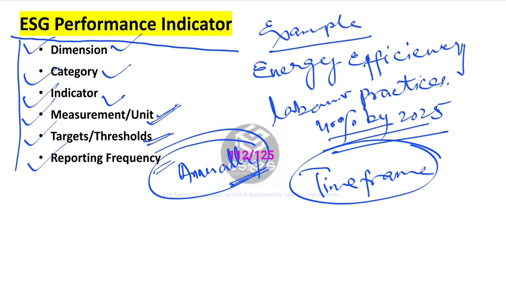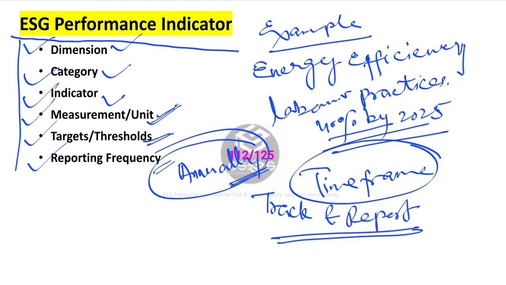So the table example that I gave serves as a structured framework for organizations to track and also to report on their ESG performance, also promoting transparency, accountability, and continuous improvement in sustainability practices. So adjust and expand the table as needed to reflect specific organizational priorities and also evolving ESG goals.